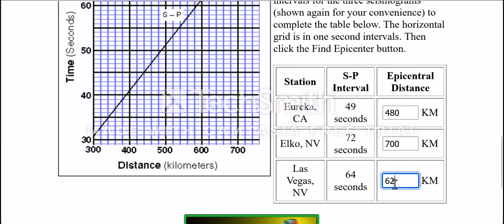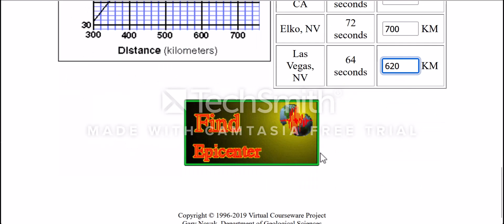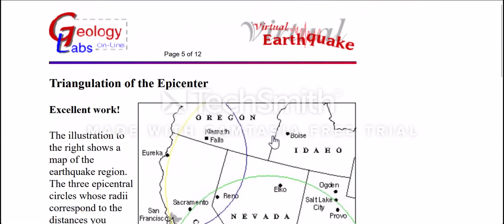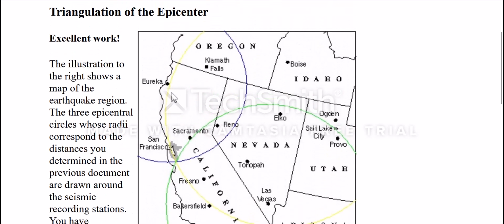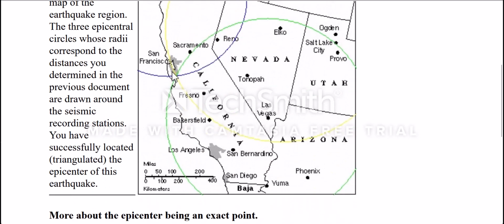So 620. Okay, now find the epicenter. So we do that, and see what they did for us is they drew circles on a map showing, if you're this far from Vegas, and you're this far from Elko, Nevada, and I think the other one was Eureka, you're that far from Eureka, all those circles cross right there just south of San Francisco. So there's our epicenter. If we hadn't done that work properly, these would not meet at a single point, and they would tell you to go back and do it again.